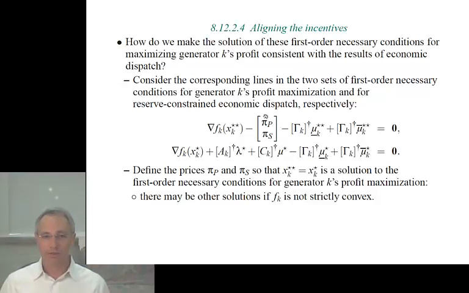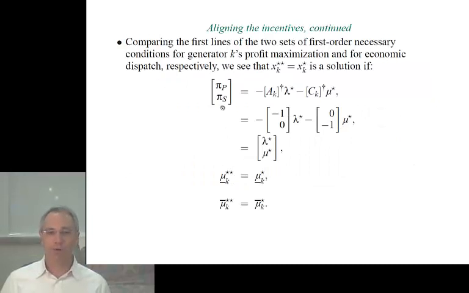Similarly, the thing that needs to be aligned is the vector of prices in the first equation and the corresponding terms in the second equation. All we're going to do is define prices pi sub p and pi sub s so that xk double star would be a solution to the second set of equations. By the way, if fk is not strictly convex, then as usual there might be other solutions. Well, comparing the first lines, it's pretty clear that what we need to do is set the vector of prices to be equal to minus ak transpose lambda star minus ck transpose mu star. And that translates to lambda star, mu star.